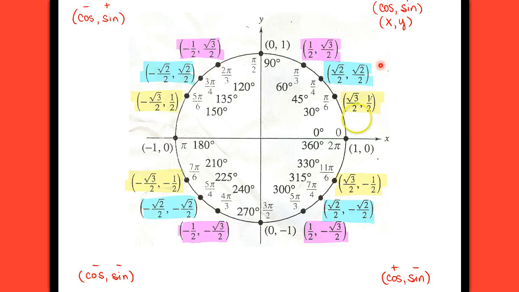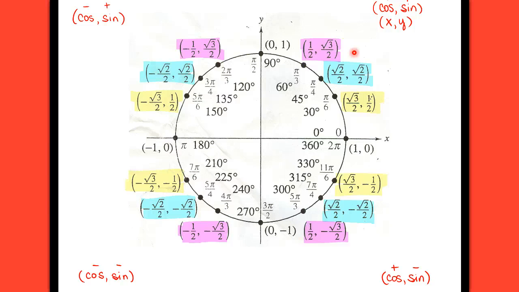They also recognize that square root of 3 over 2 and 1/2 always go together, but they flip-flop. Like here the square root of 3 over 2 comes first and the 1/2 comes second. Here the 1/2 comes first and the square root of 3 over 2 comes second. And that's what we have the most trouble keeping straight. We get those backwards all the time. So let's talk about a couple of ways that we can keep that straight.